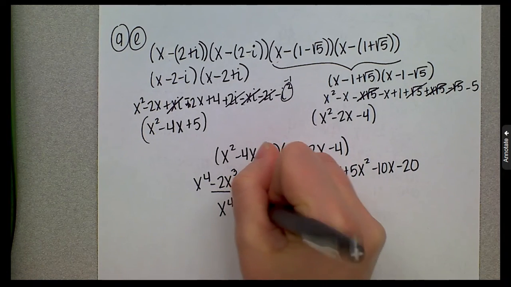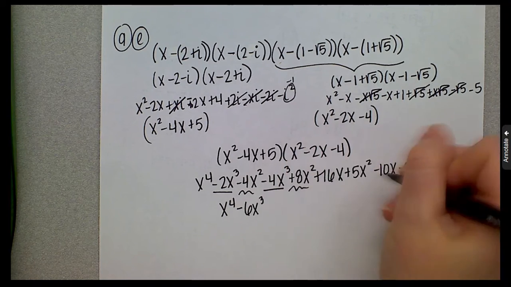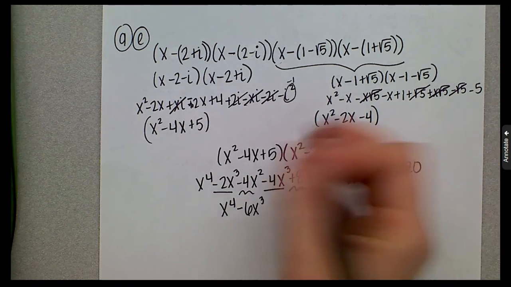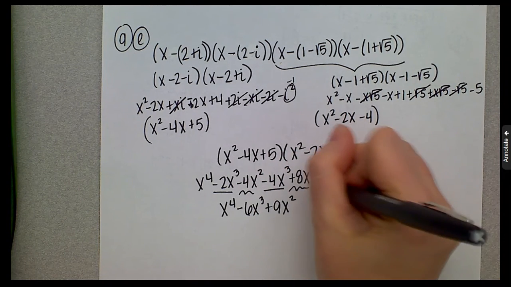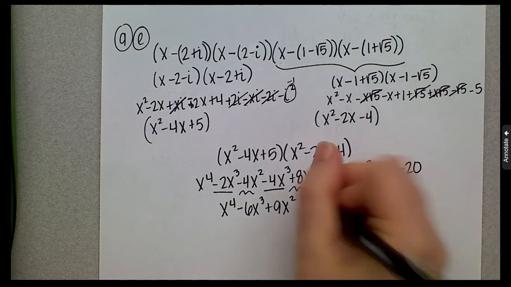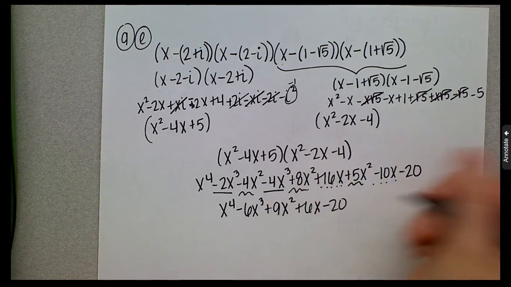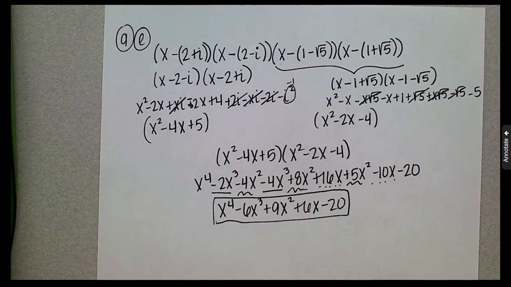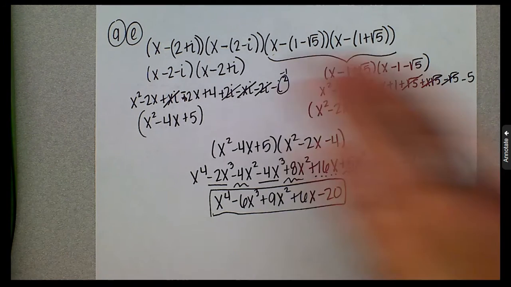Sorry, I'm just trying to follow it. Then we have the x squareds here, here, and here. Negative 4 plus 8 is 4, plus 5 is 9x squared. We have 16x minus 10x, which is 6x. And then minus 20. What a problem. Thank you for bringing that up, because I had to think about it, and sometimes we forget to think. That is the beauty of that.